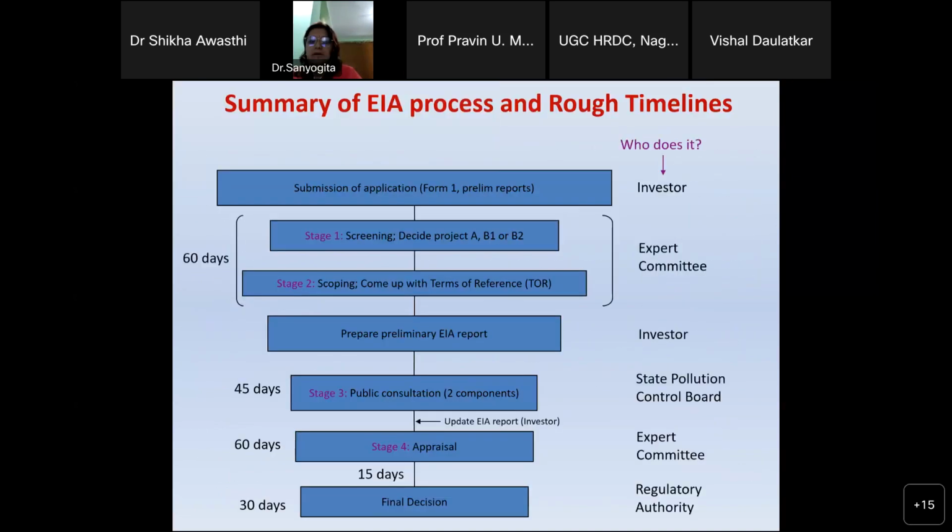Next, ma'am, next. Summary of EIA process and rough timelines. So this is a summary of how it is taking place.